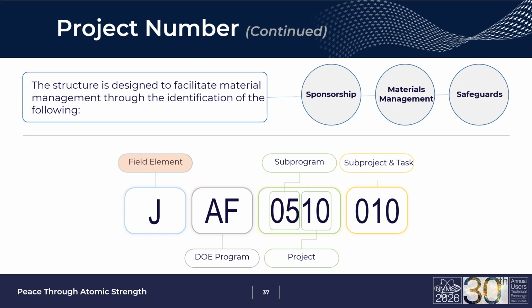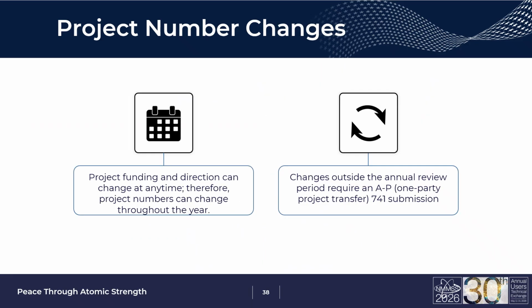The first digit of the project number indicates the field element, the responsible facility, followed by the program, subprogram, project, and subproject and task that flesh out the context for how the material is to be used and safeguarded. Project funding and direction can change at any time. Therefore, project numbers can change throughout the fiscal year.